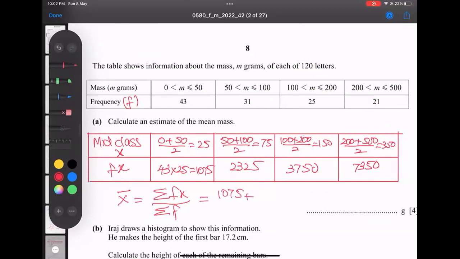1075 plus 2325 plus 3750 plus 7350 and divided by 120. No problem at all. And the answer turned out to be 121 grams. Okay, so this I checked in the calculator. All right, so let's go for the next part.